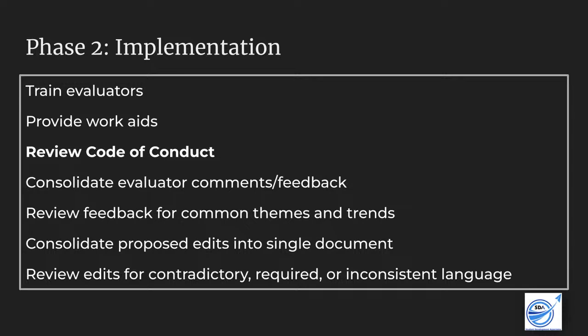Phase two is implementation. So at this point, the evaluation leader and their team has been assembled, and they're now going to train the evaluators. They're going to teach them how to read like an evaluator, what's expected in the process, and give them the tools they need to actually succeed by providing them with the various work aids.